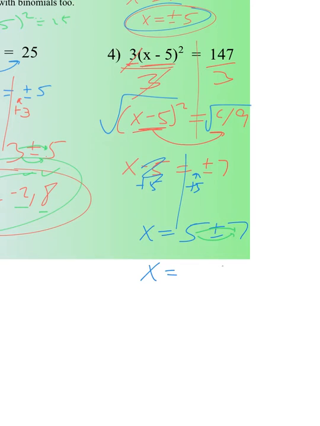5 plus 7 ends up being 12. I'm going to put that over here because I think that's going to be my bigger answer. And 5 minus 7 is -2. So -2 and 12 are my answers.